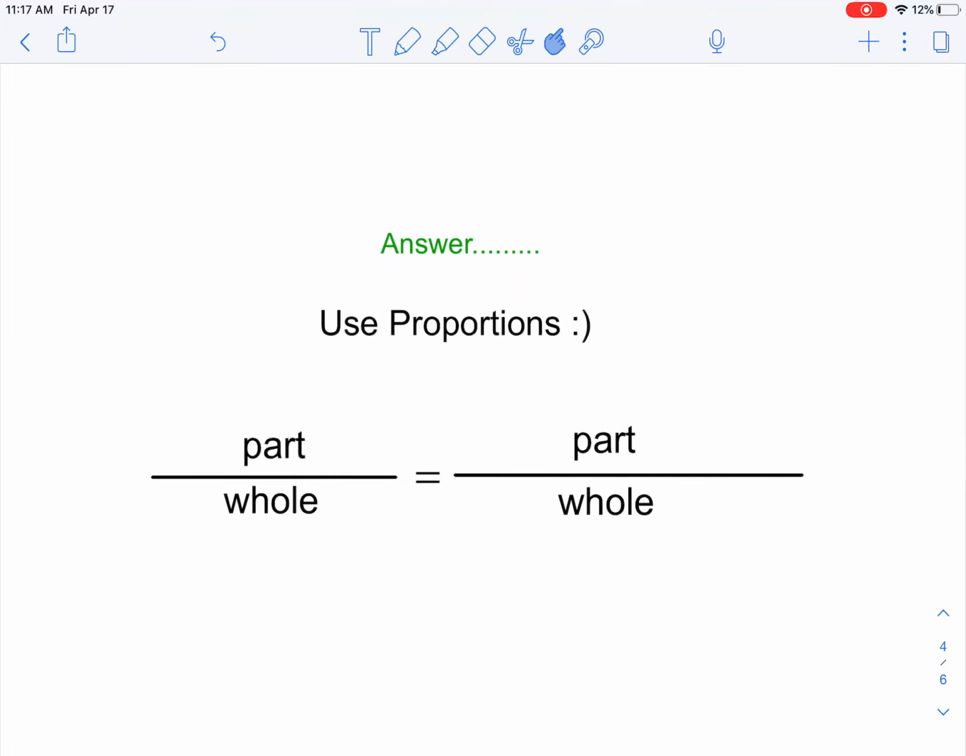And again, our answer, just like yesterday, is to use proportions. So part over whole equals part over whole.